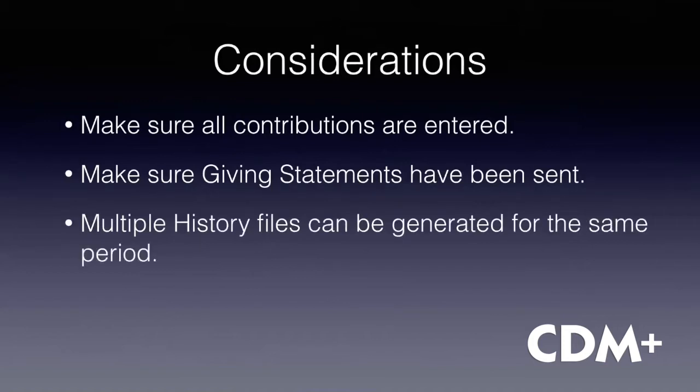One of the things to keep in mind too is that you can have multiple history files for the same period. So I could have a history file that is for 1/1/19 through 12/31/19 for all of my giving funds. But then I could also have another contribution history record that is for that same period, all of 2019, but only has the tithe or the general fund giving fund selected. So there's all kinds of combinations, there's all kinds of considerations when you're looking at whether or not you want to use multiple history files.